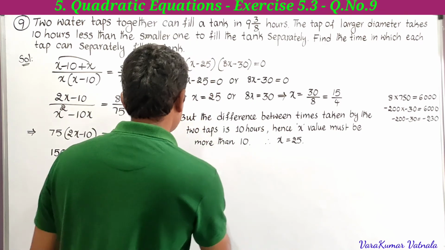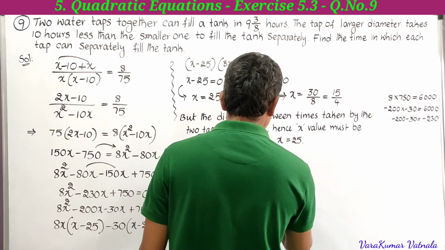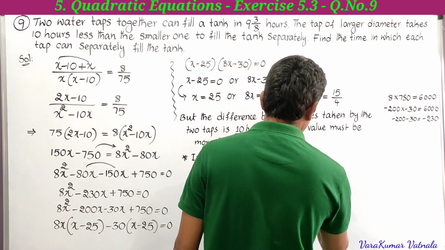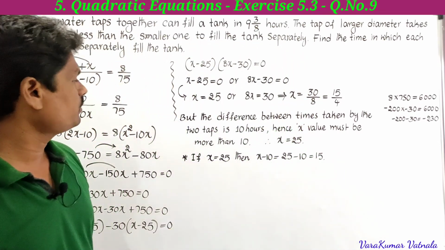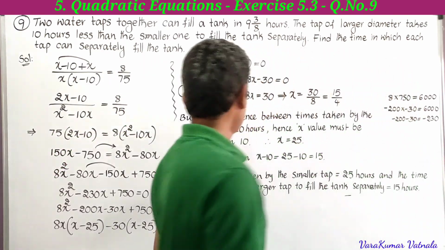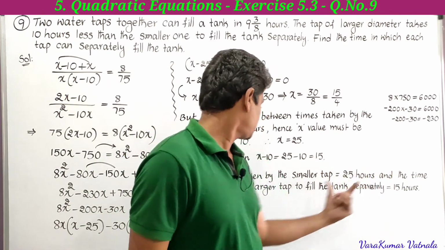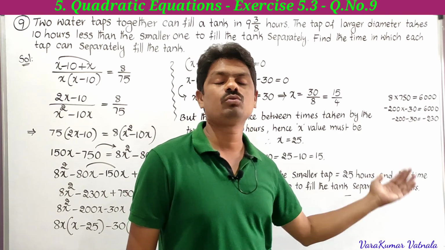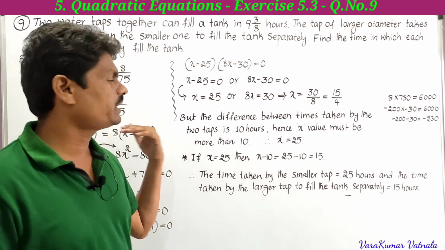So if x equal to 25, then x minus 10 is equal to 25 minus 10, which is 15. Therefore the time taken by the smaller tap is equal to 25 hours, and the time taken by the larger tap to fill the tank separately is equal to 15 hours. So this is the 9th problem in exercise 5.3.